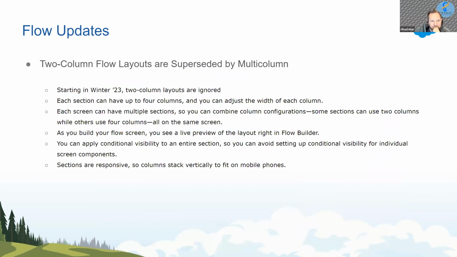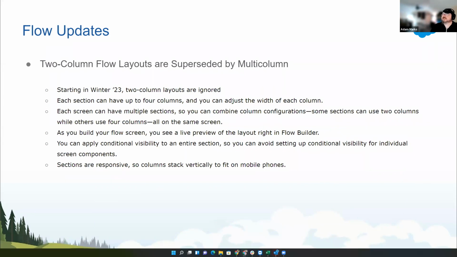Okay. So this is actually a little bit forward looking. Two-column flow layouts will be superseded by multi-column. This is a feature that's been around for a little while. Right now you can open up flows in two-column. And in Winter '23, which is the end of this current year, two-column layouts will basically be ignored. You don't have to go in and refactor all of your flows, but the old two-column URLs, where you could just build a flow screen that was straight down the page and it would split it for you, are going to be ignored going forward.